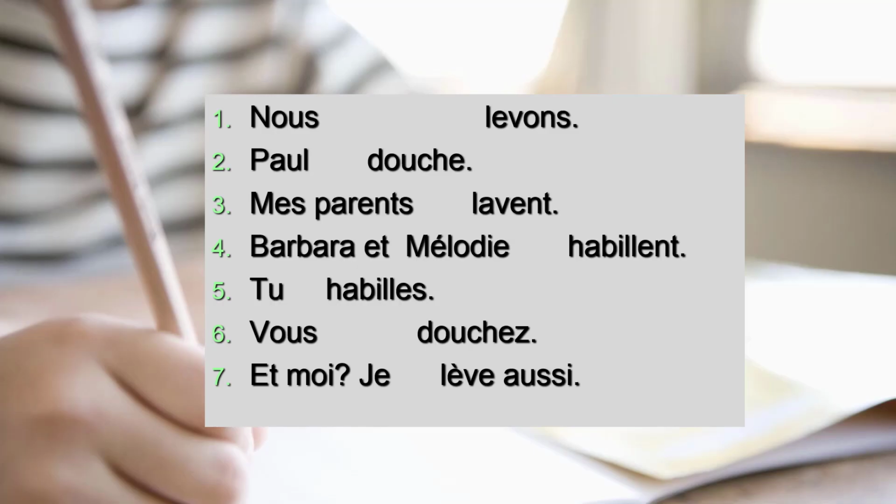Now you have a list of sentences where we are going to fill in the reflexive pronouns. One example is number 2, Paul se douche. Following this example, you can fill in the gaps with the appropriate reflexive pronouns. Now let's check the answers.